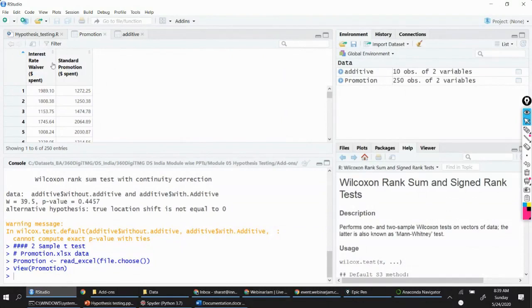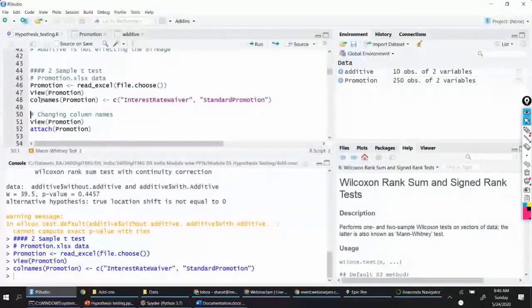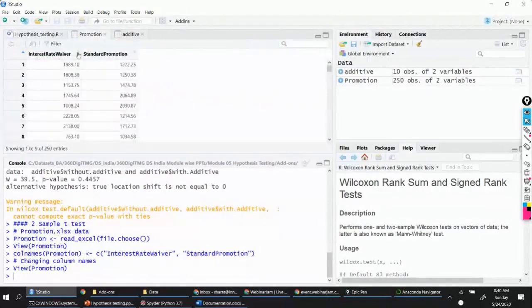Yeah, it also has spaces. You can see that. So we are renaming them into these names so that there are no spaces anymore. Right? So let me change this. You just say column names of the data set, and you're giving the column names. And now if you view the promotions, you can see the names of the columns are appropriately given.